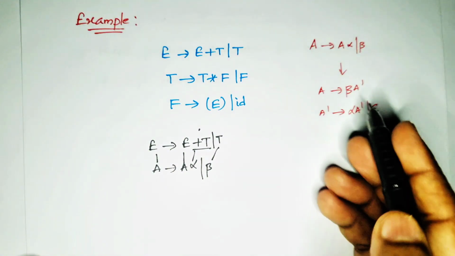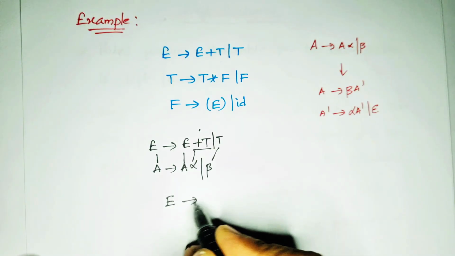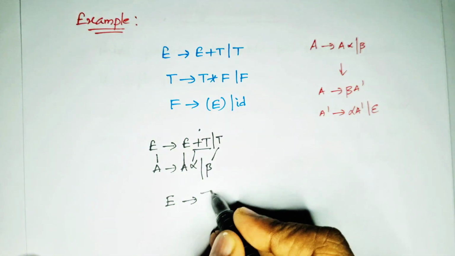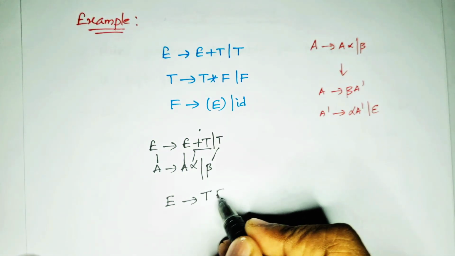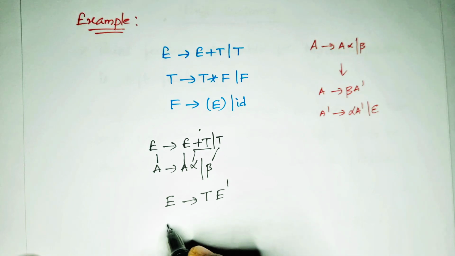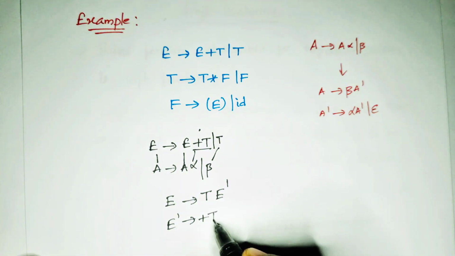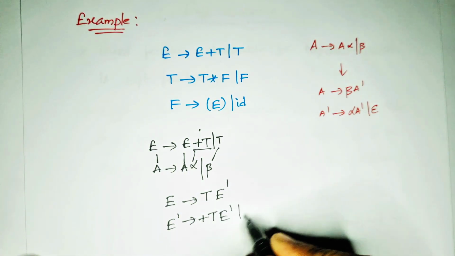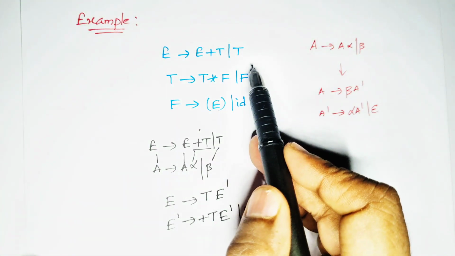How to convert it? You have to take this. What is A? E. A goes to beta A dash. What is beta? T. In place of A dash I can take E dash. Now A dash goes to, that means E dash goes to alpha, that means plus T, then A dash means E dash, or epsilon. This has been converted to non-recursive format.